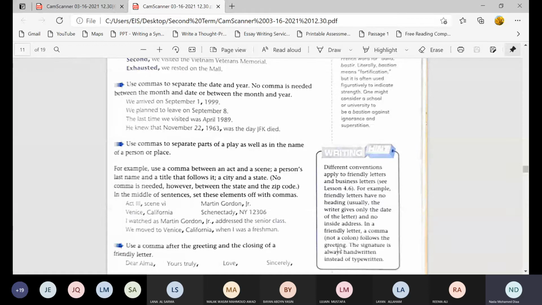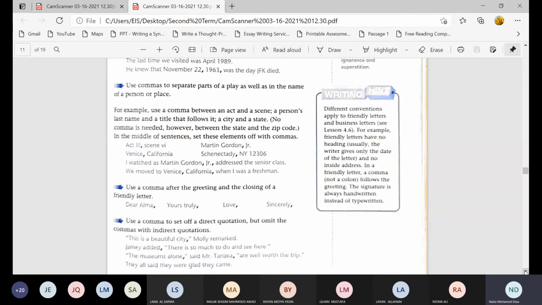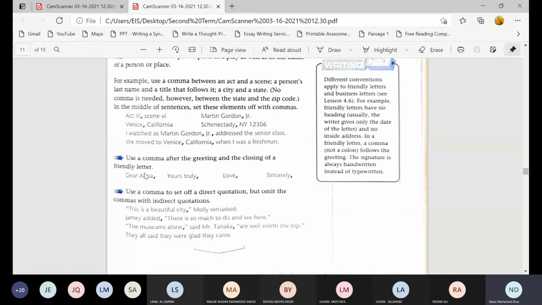And the signature is always handwritten instead of typewritten, so it is okay. He says that's the difference between a friendly letter and a formal letter. The last two rules: use a comma after the greeting and the closing of a friendly letter. Dear Alma, Yours truly, Love, Sincerely at the end of the letter. We write these at the end of the letter, and Dear Alma at the beginning. So teacher, do we end the letter with a comma?